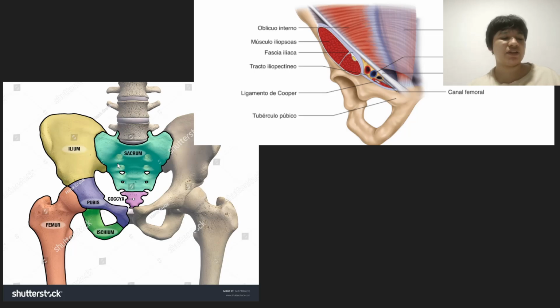A key element is the inguinal ligament, a tendinous band that goes from the anterior superior iliac spine to the pubic tubercle. Beneath it pass very important structures: the femoral artery, vein, and nerve, as well as the psoas and iliacus muscles. Together, the iliopsoas.